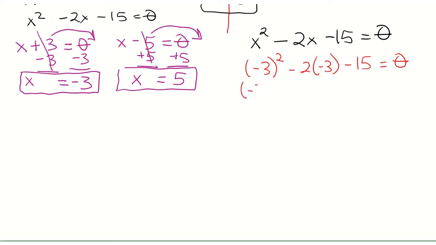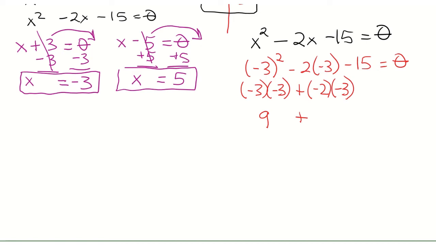So remember, that's a negative 3 times a negative 3. Negative times a negative is going to make a positive. Then once again, I have a negative 2 times a negative 3. So whenever you have a negative, you can also think of that as a plus a negative 1. So I've got a negative times a negative. Once again, that's going to make a positive.